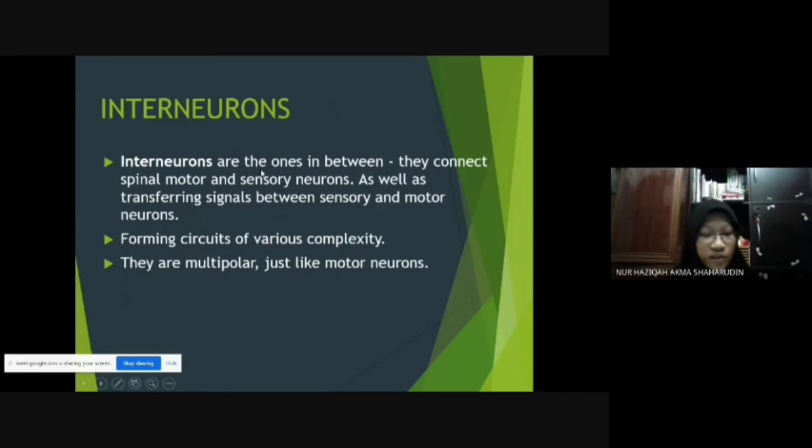Next, interneurons. Interneurons are the ones in between. They connect spinal motor and sensory neurons, as well as transferring signals between sensory and motor neurons. Interneurons can also communicate with each other, forming circuits of various complexity. They are multipolar just like motor neurons.